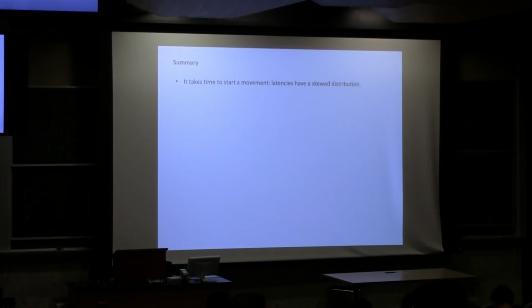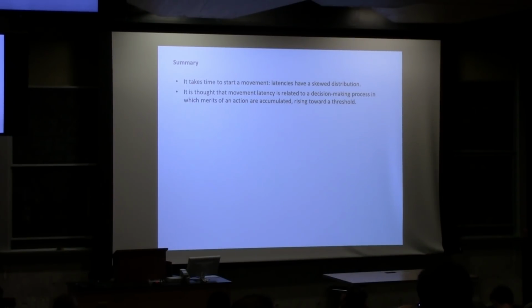All right, to summarize. It takes time to start a movement. Latency has a skewed distribution. It is thought that the movement latency is related to a decision-making process in which merits of the action are accumulated, rising toward the threshold. It's just like when you're imagining a decision. You're making a decision between doing something and doing something else. During that period of decision-making, you're considering the evidence of the goodness of each possible action. You accumulate that evidence. Once it reaches threshold, you commit to it and you perform that action.